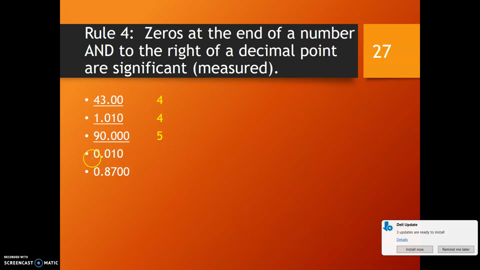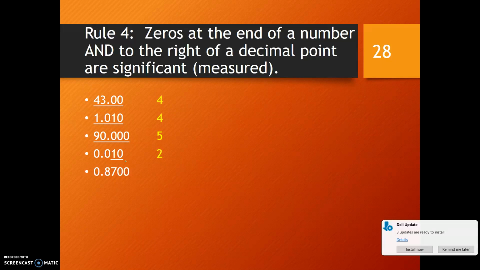Now, here this 0 is before the first non-zero number. Going back to rule number 3, that makes that 0 not significant. It makes this 0 not significant. The 1, because it's a non-zero number, is significant, and the 0 that's after that is also considered to be significant. So in this number, there are 2 sig figs.